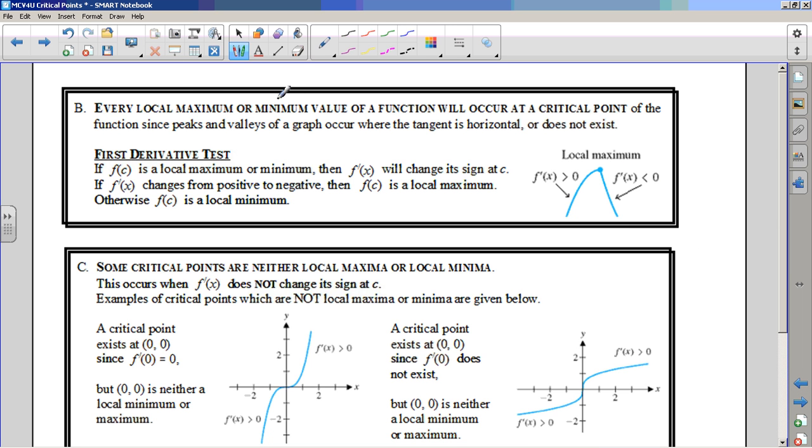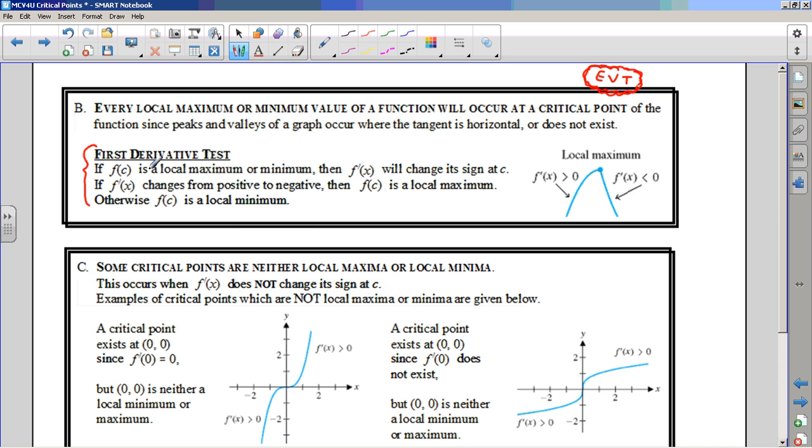So it says every local maximum or minimum value of a function will occur at a critical point of the function, since peaks and valleys of a graph occur where the tangent is horizontal or does not exist. This is kind of like I talked about in the last video, the CMC course where it has a lesson on the extreme value theorem, EVT. And that's what this is, the extreme value theorem. But this is the quick way to state it without any proof or anything like that. But this leads to the first derivative test, and the first derivative test is what we talked about yesterday.